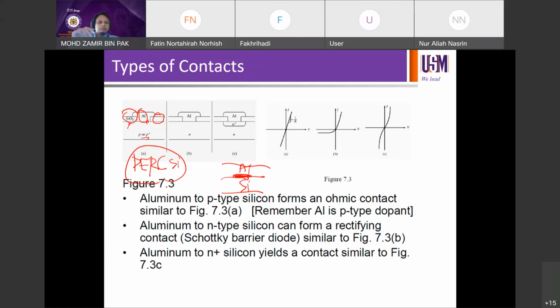Okay. So, yep. So you form ohmic contact depending on the doping level. And then aluminium to p-type, ini p-type, the first one. And aluminium to n-type silicon can form a rectifying contact, Schottky barrier. Okay. Aluminium to n-type will form Schottky barrier. Okay, kita dah belajar this topic last time when I talked about ohmic versus Schottky. I think in the last course.